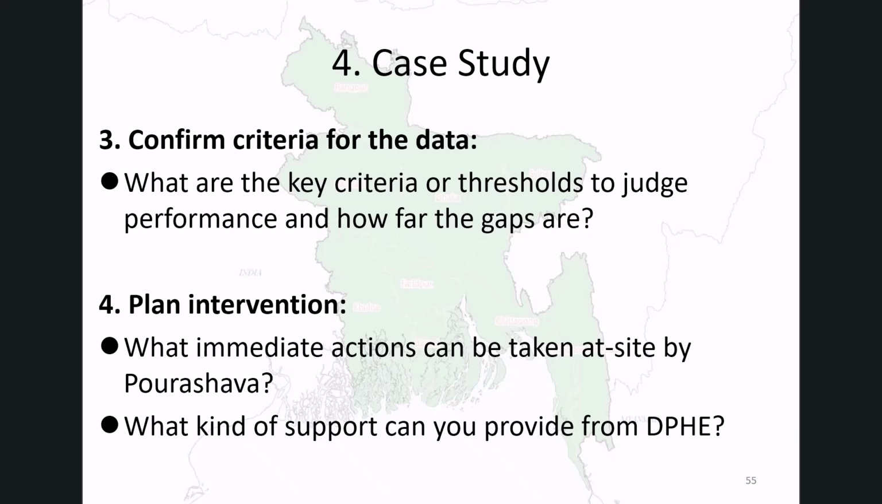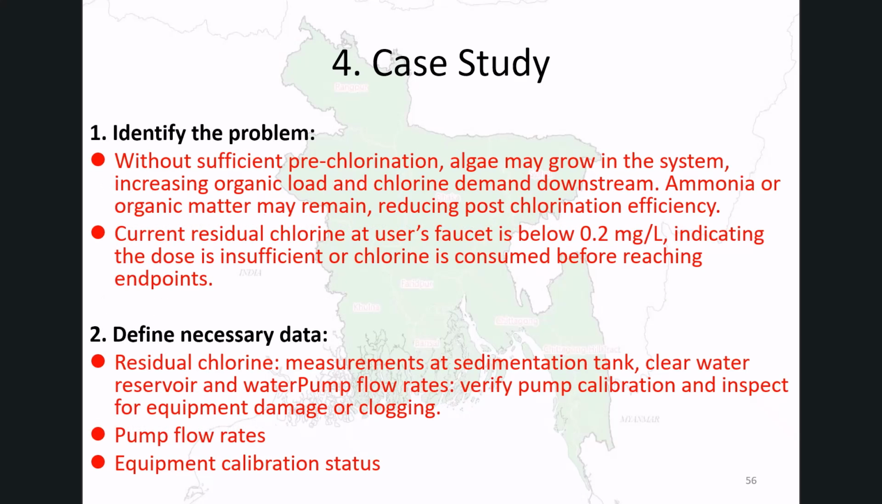Then, they should plan practical interventions. What actions can be taken immediately at the site by Poroshova staff? What type of support can DPHE provide? From here, I am providing some ideas for solving the problems. There are some aspects on the potential and existing problems.